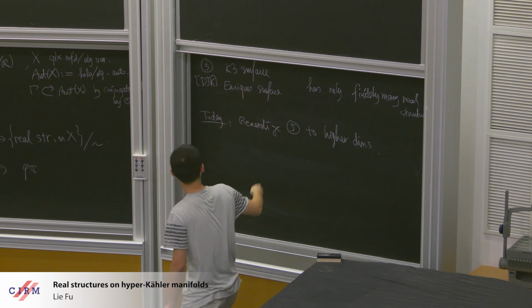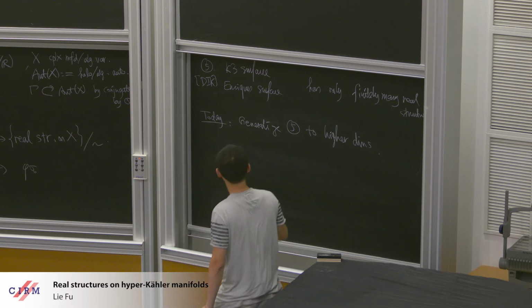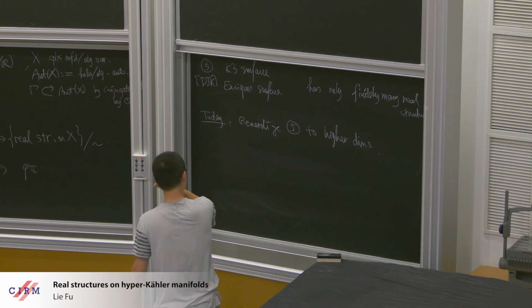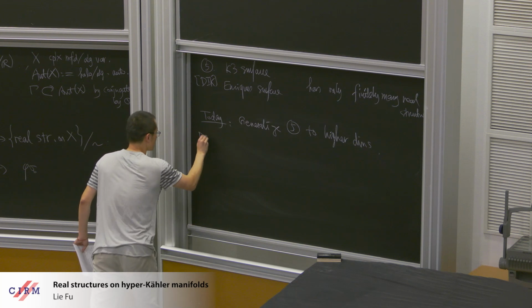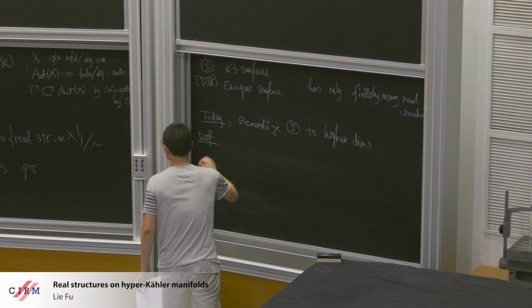Well, for K3 surface, it's called hyper-Kähler manifolds. And for the Enriques surface, there is some manifold called Enriques manifold, which is also quite similar to that. Let me recall the definition. I don't think it's common knowledge in this community.